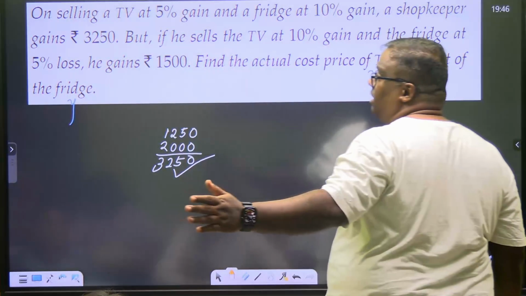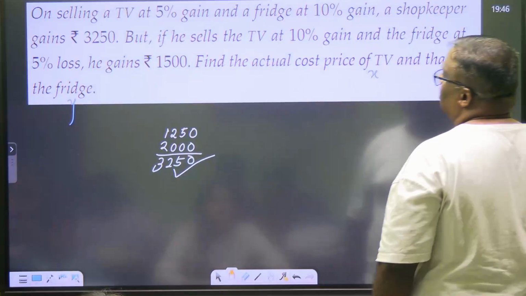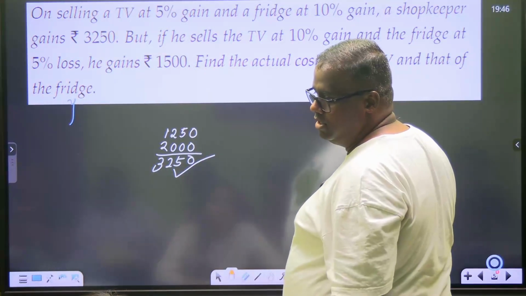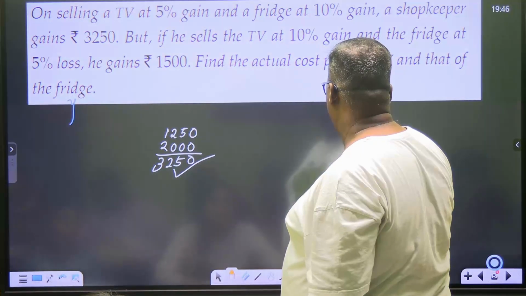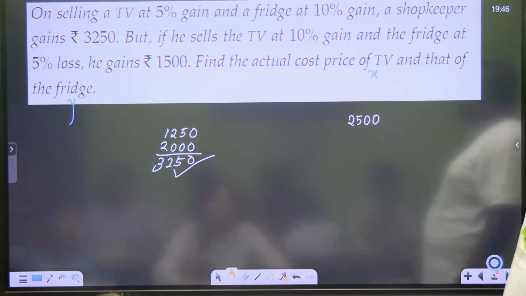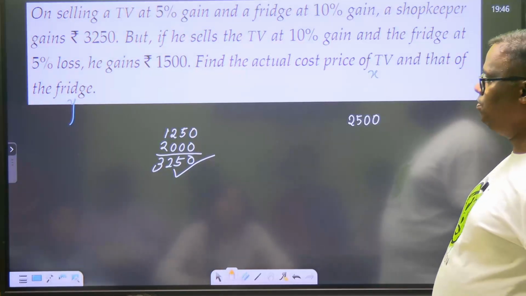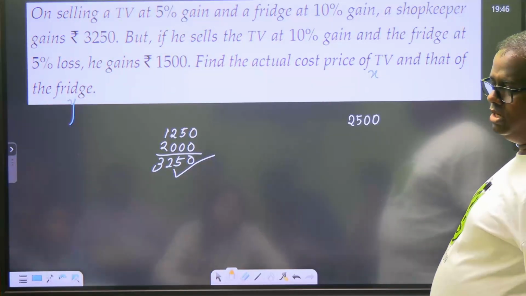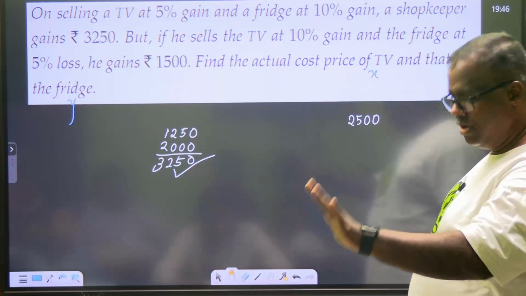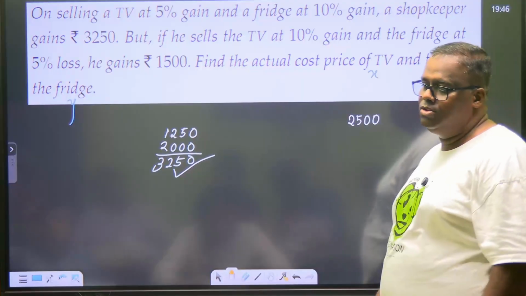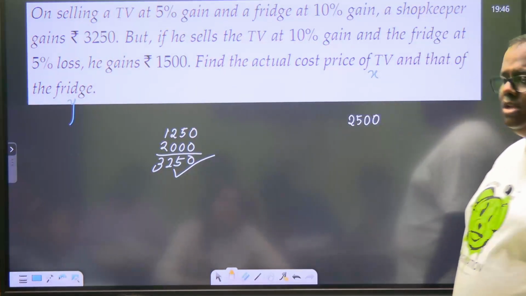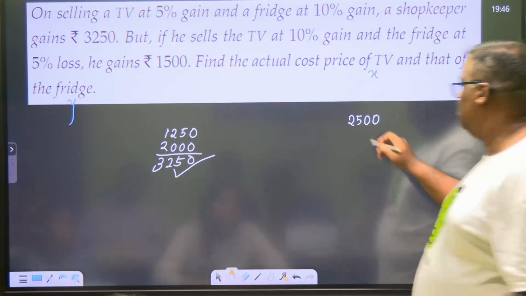Next time you are selling the TV at a gain of how much, beta? TV was 25,000 and you are selling it at a gain of 10%. So gain on the TV is 2,500. And you are making a loss of how much? Fridge value is 20,000 and the loss is 5%. What is 10% of 20,000? 2,000. So what is 5% of 20,000? 1,000.